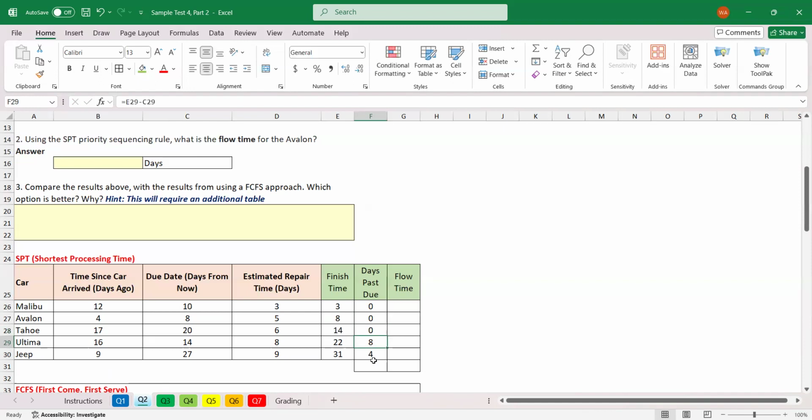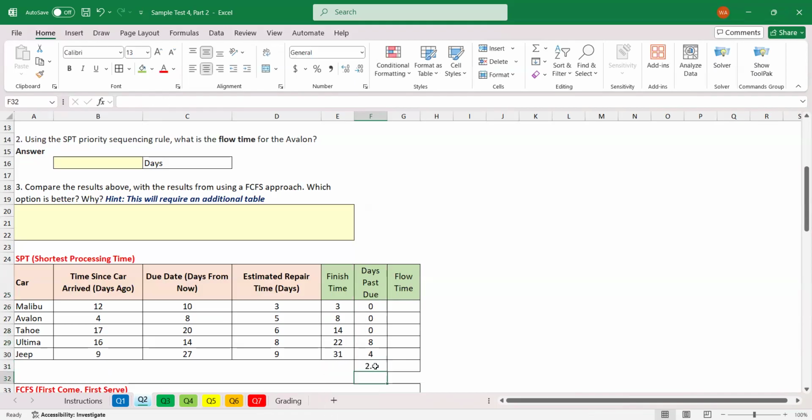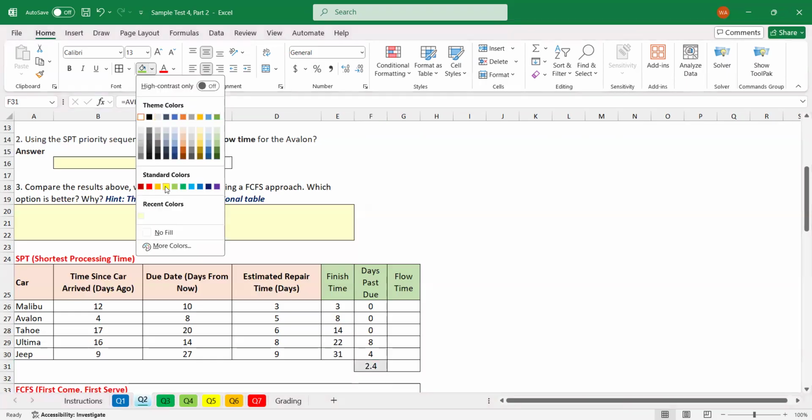Okay. So with that in mind, now we can calculate the average of our days past due. Because one of the questions I ask is, what's your average days past due? So here, if I use the average function and highlight all these cells, I get a 2.4.